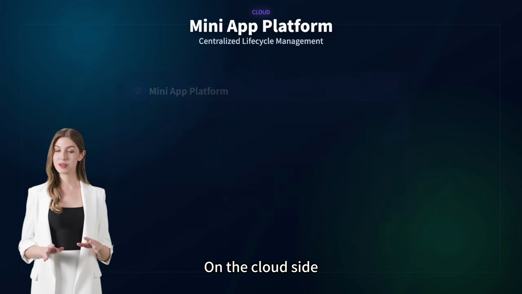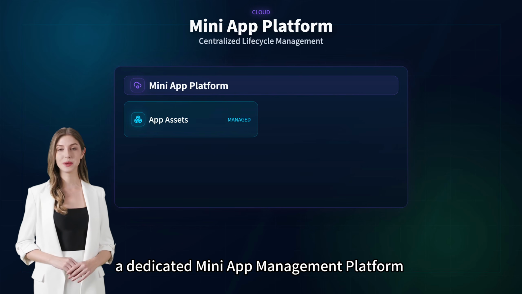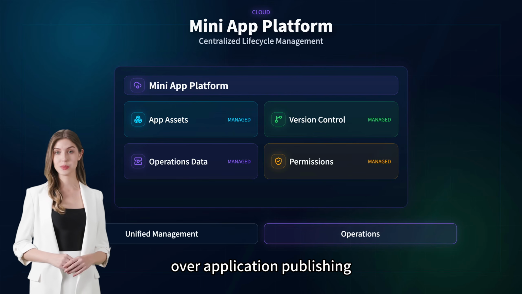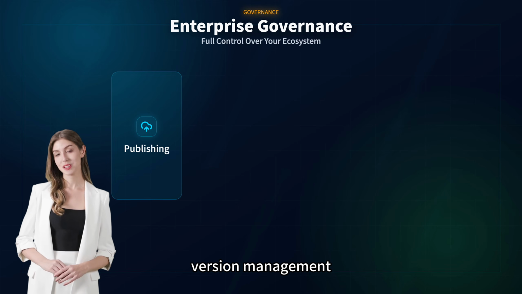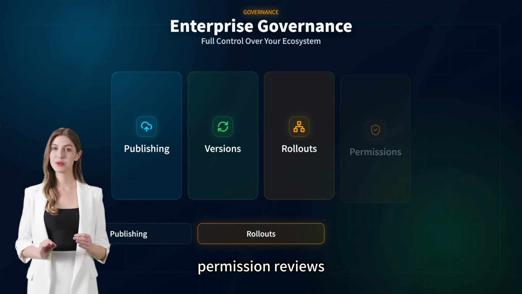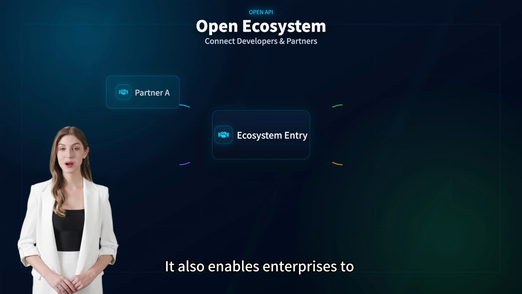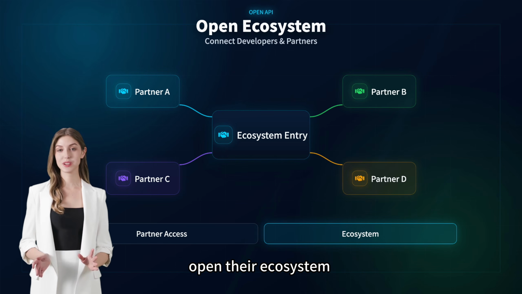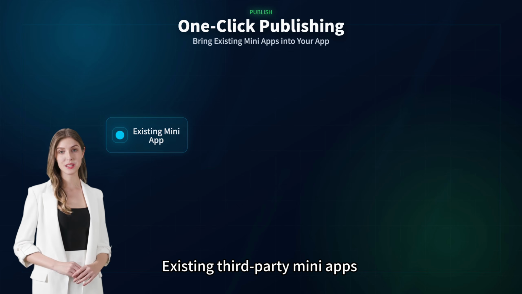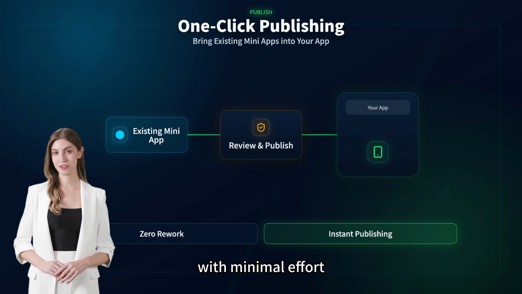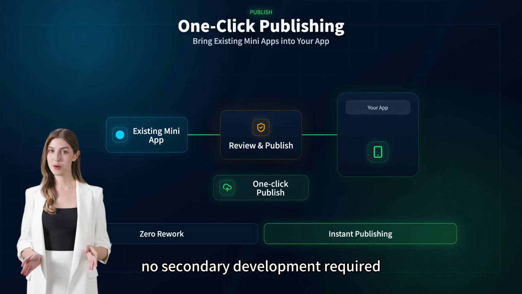On the cloud side, a dedicated mini app management platform provides centralized control over application publishing, version management, phased rollouts, permission reviews, and lifecycle management. It also enables enterprises to open their ecosystem to external partners. Existing third-party mini apps can be published into your app with minimal effort, no secondary development required.